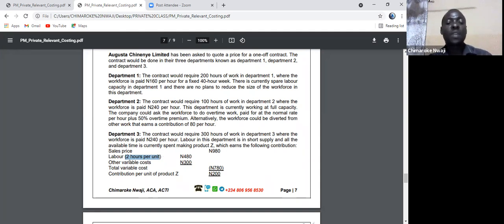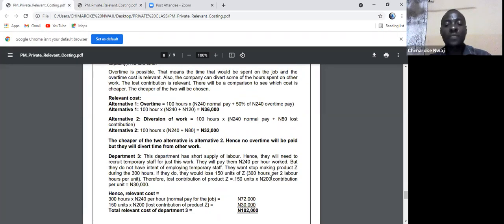So these 150 units that are going to be lost are multiplied by 200 naira. That is what we do here. 150 units lost multiplied by lost contribution of 200 naira. It means that 30,000 naira is a lost contribution, which must be recognized.